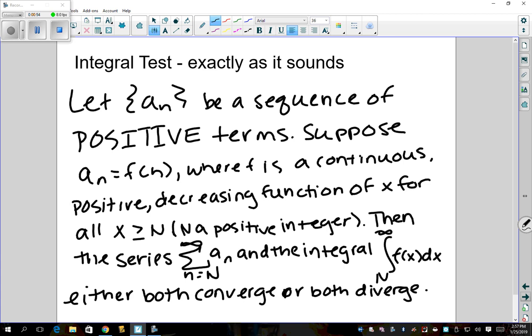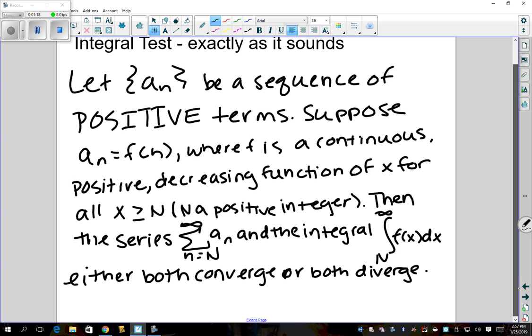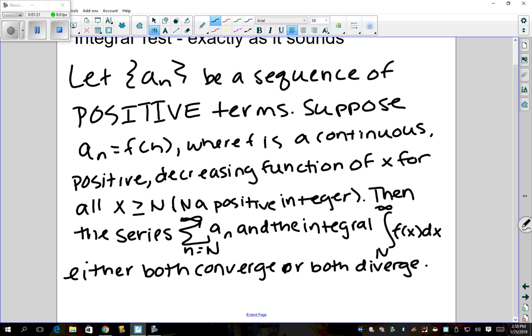So this is the long definition of the integral test. Basically it says let a sub n be a sequence of positive terms. This is very important, positive. And suppose that we can rewrite any term a sub n as a function f of n, where f is a continuous positive decreasing function of x for all x greater than or equal to N, any given positive integer. Then the series from n equals big N to infinity of a sub n, and the integral from big N to infinity of f of x dx either both converge or both diverge.